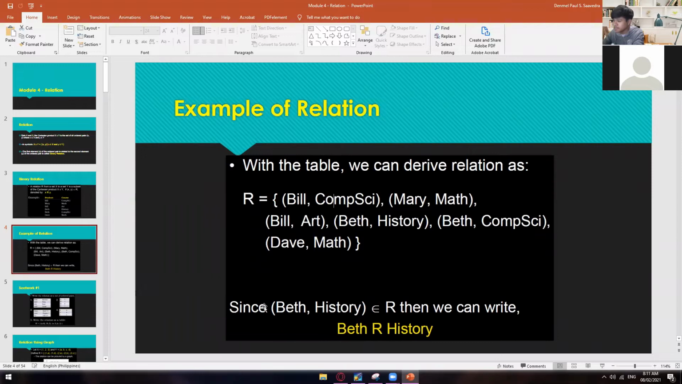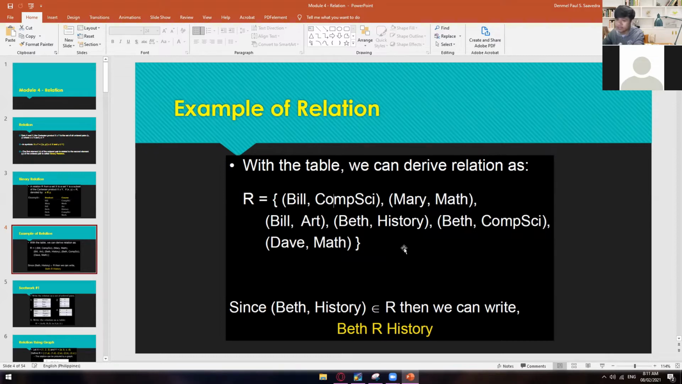Okay, thus we could say that Beth history is in relation with R, or Beth R history, or again Beth R is related with history. Okay, so where this one came from? It came from this part. So at the same time, you can say that Bill is related with ComSci or Bill R ComSci, and so on and so forth. So you can do that on all of those examples. Okay, or binary relation.